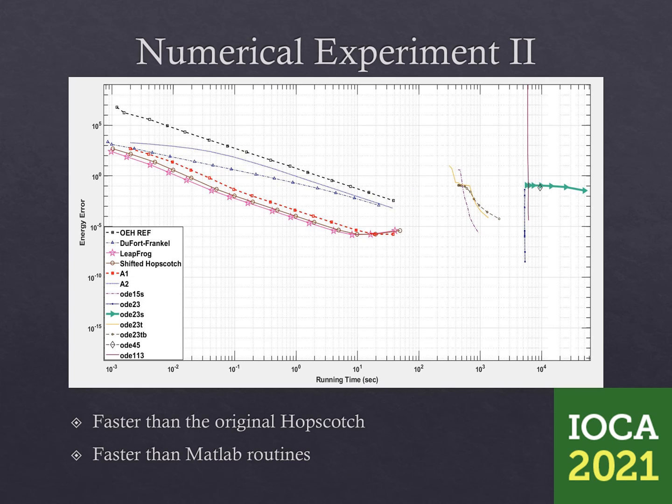Here is the energy error as a function of running time. In the case of a very stiff system, we can notice that our methods are still faster than the MATLAB routine, and than the original hopscotch method as well.